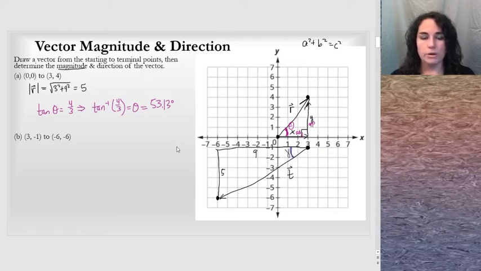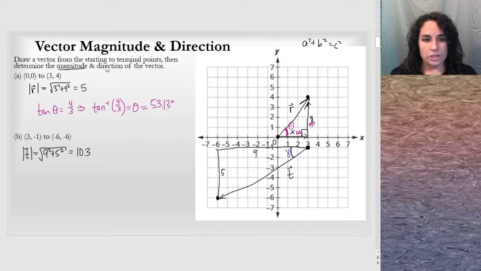Okay, so when I think about magnitude and direction, if I want to find the magnitude of t, I can use the Pythagorean theorem just like I did on the previous one. I know the horizontal component and the vertical component. I'll go 9 squared plus 5 squared and then square root that. And when I do it, I get a little bit more than 10, 10.3. Pretty straightforward.